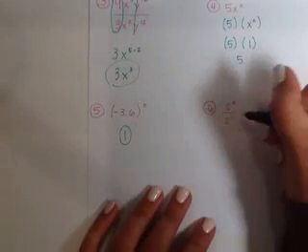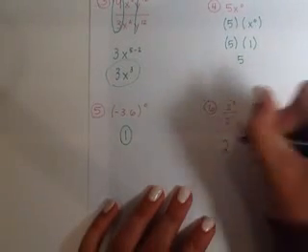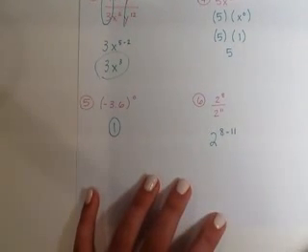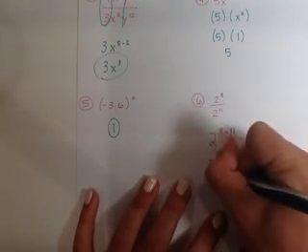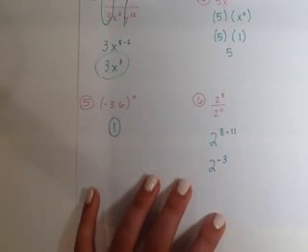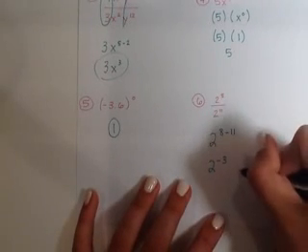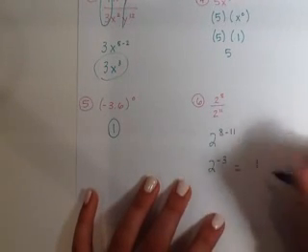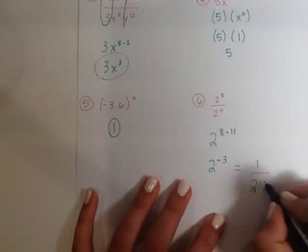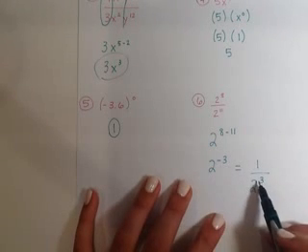Now, here, you have a division sign. So we know we're going to subtract. 2 is our base. So we have 8 minus 11. 8 minus 11 is negative 3. We cannot have a negative exponent. If you're negative, you go to the basement. So you're going to have a 1 as the numerator, and that 2 to the negative 3rd will go to the basement, and when you're at the basement, you become positive.